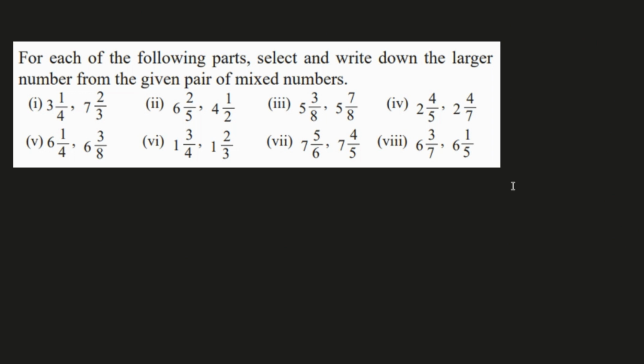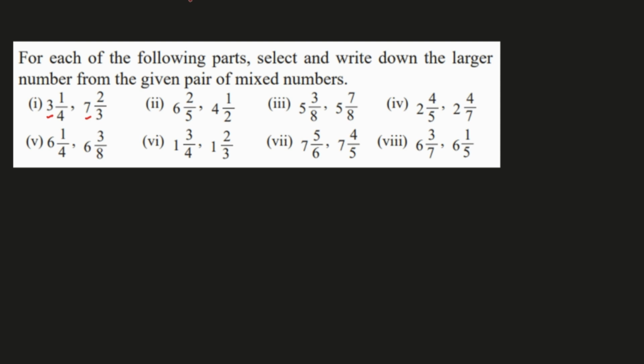Right. Okay, guys. Now let's discuss this set of questions. For each of the following parts, select and write down the largest number from the given pair of mixed numbers. Okay, let's discuss the first question. In here, you can say it's 3 and 1 upon 4. The other mixed number is 7 and 2 upon 3. In that case, I hope that you can remember, if the two whole number parts are different, then that's the easiest question that you would ever get.